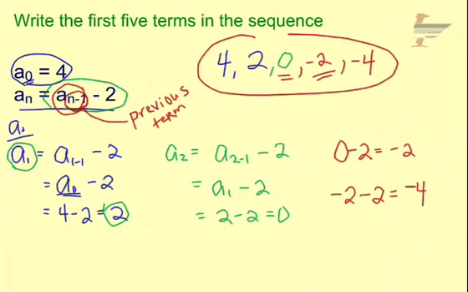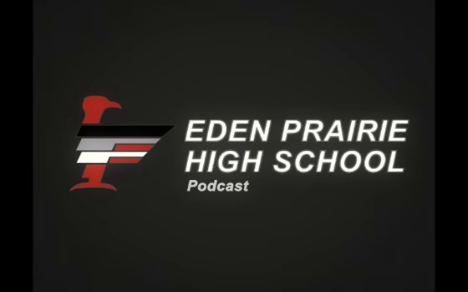using a recursive rule. A recursive rule tells you where to start, and it tells you what to do to that term to get the next term.